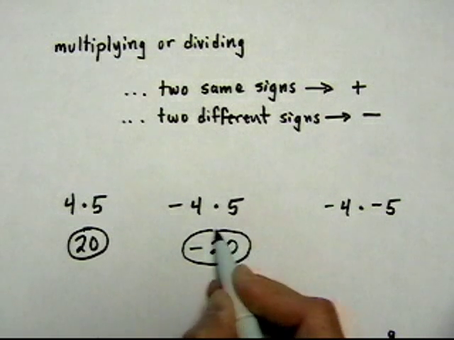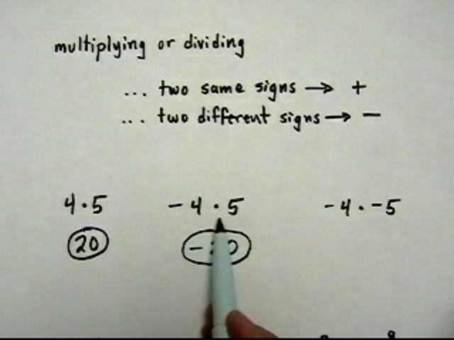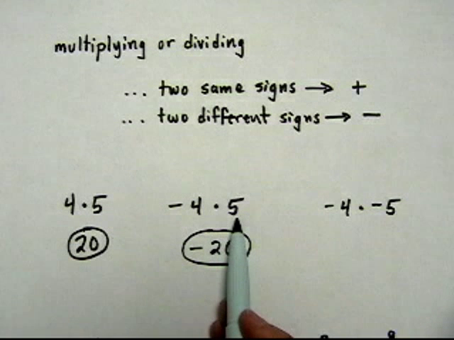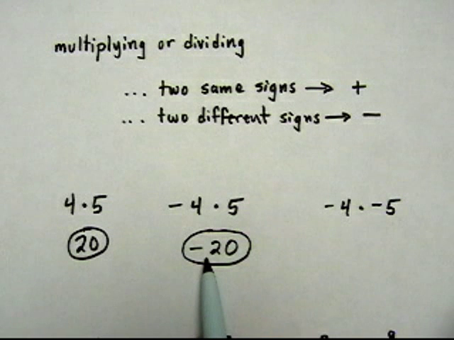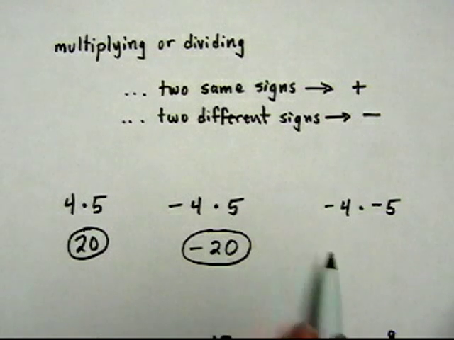And this is different than when we're adding and subtracting signed numbers, because remember, if we were adding or subtracting, let's say we were adding negative 4 plus 5, then we're not going to automatically say because they're different signs we get a negative, but for multiplication we are going to do that. So it's very different than the addition and subtraction rules.